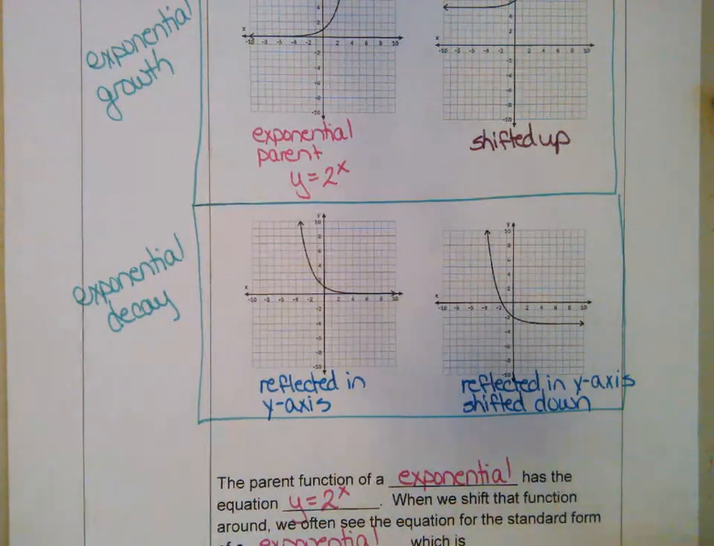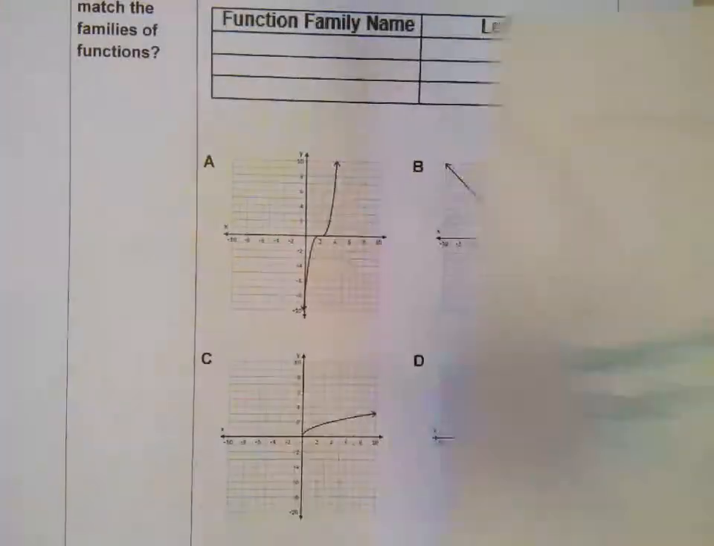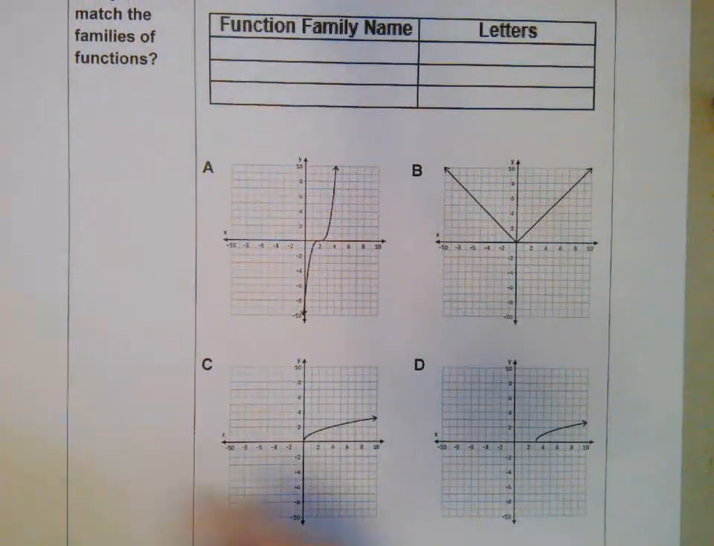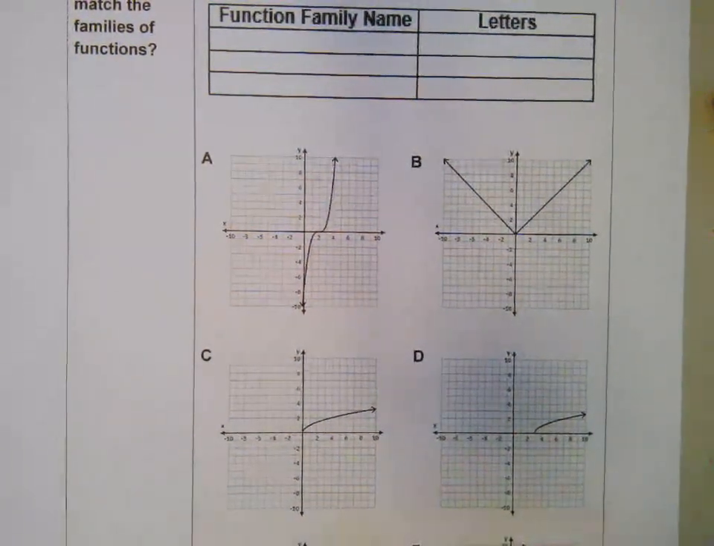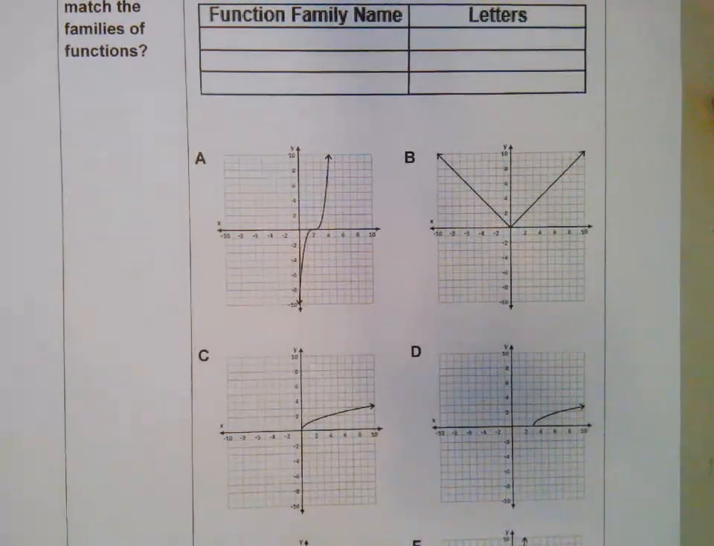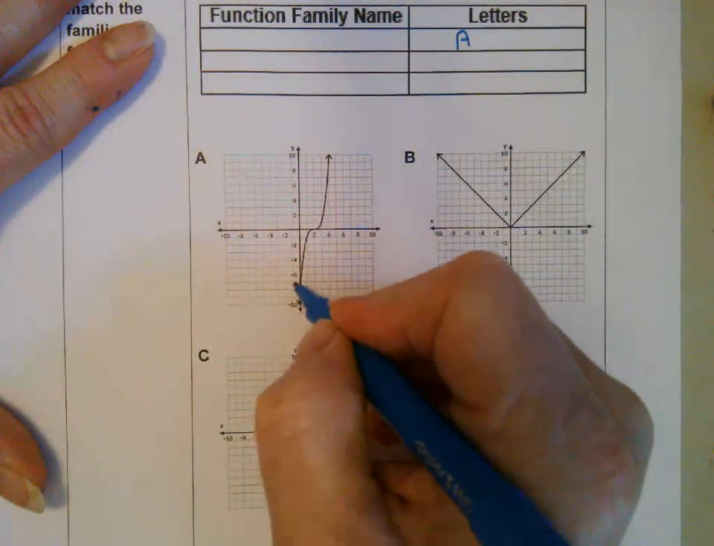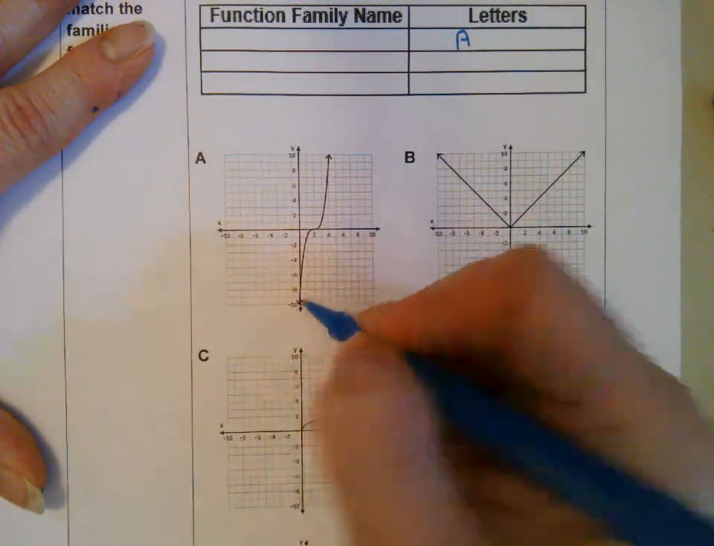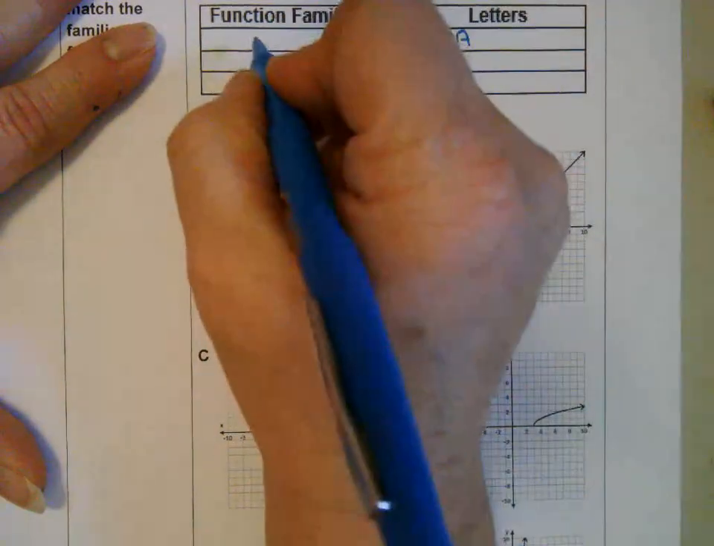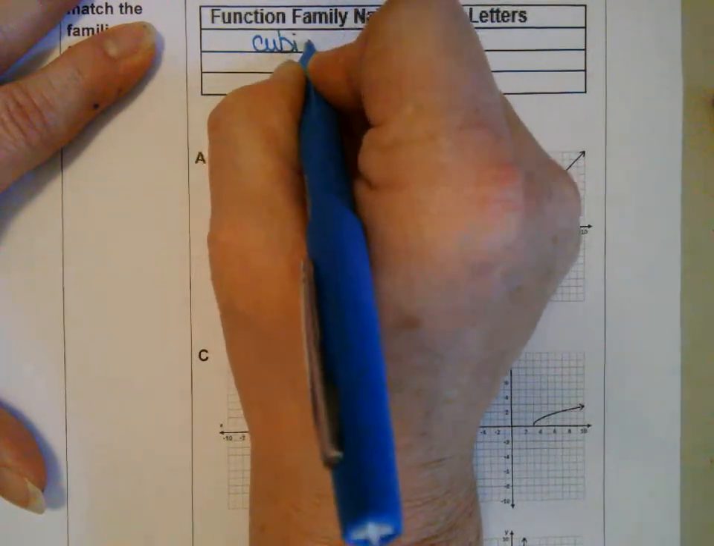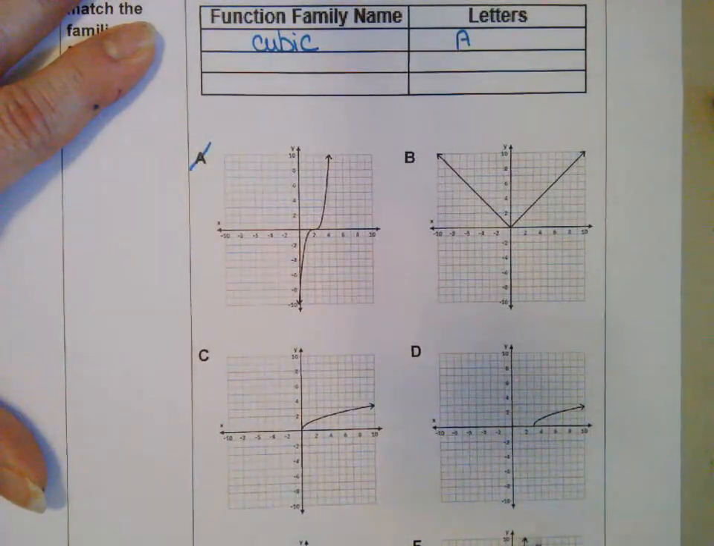All right, on the next page, what I want you to do is pause this video. I want you to see if you can name the function family and then match to the letters. So there's 2 graphs for each function family. All right, I'm going to start with letter A. And this is an S that is going up and down. So it is a cubic. And I have another S going up and down, and that is letter F.